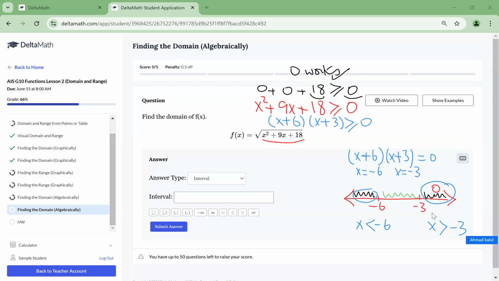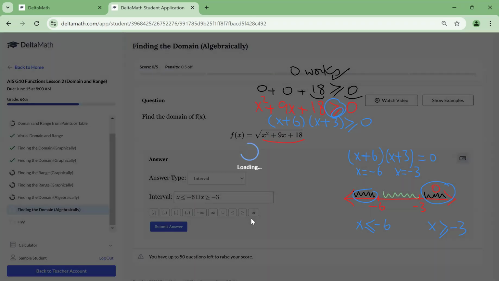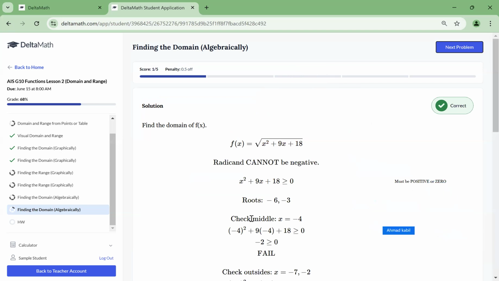However, do we add or equal or not? Well, this depends on our initial condition. So our initial condition had an or equal sign. So therefore, we're going to have or equal in our answer as well. So there are multiple ways to write this. Either we write x less than or equal to -6 union x greater than or equal to -3. Or instead of the union, we could have used or. This would have also worked. And this is the correct answer.